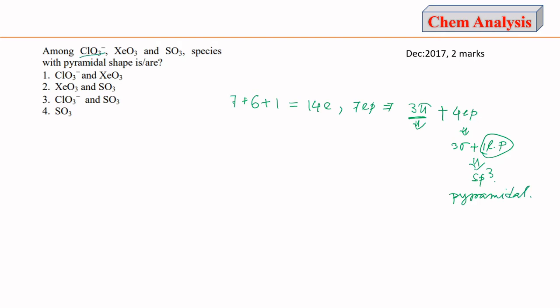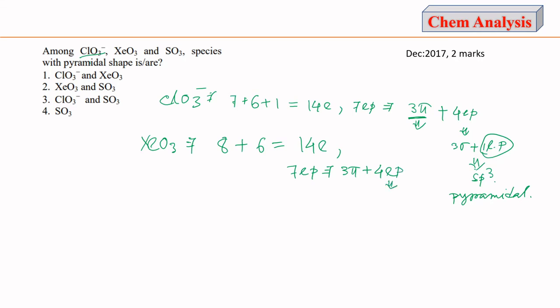So this one is pyramidal. And now for XeO3: xenon is the central atom and it will contribute 8 electrons, and 3 oxygens will contribute 6 electrons. So 14 electrons, that means 7 electron pairs, and among these 3 will be pi bonds, leaving 4 electron pairs. Among these 4 electron pairs, 3 will be sigma bonds and 1 will be a lone pair, since there are 3 oxygen atoms. So it is also sp3 hybridized and pyramidal.